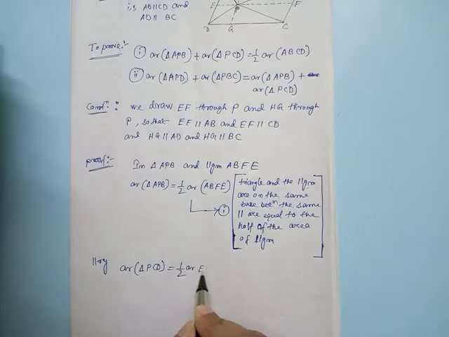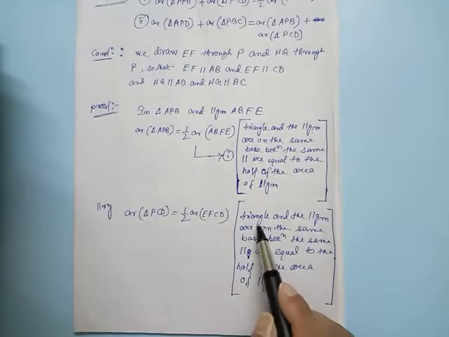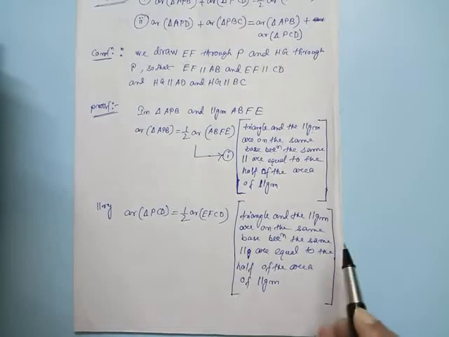So right here EFCD, and the reason would be the same. Look, the same reason: triangle and the parallelogram on the same base between the same parallels are equal to half the area of a parallelogram.